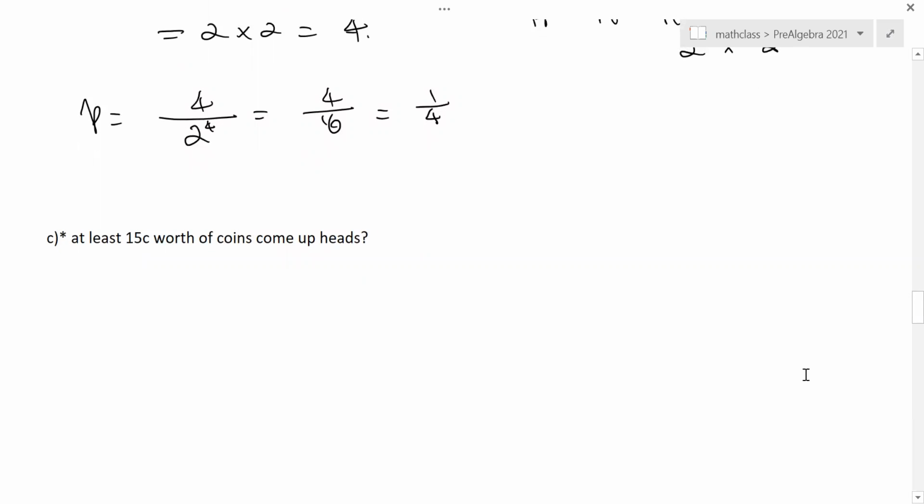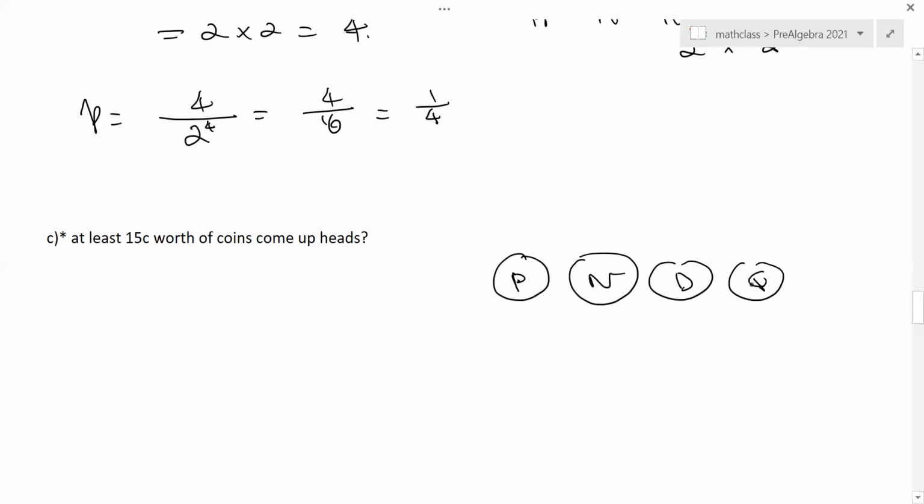Now, this is a little bit complicated. You have to do the computation. The denominator is still 16. The numerator will be slightly different. With 15 cents, you have the penny, nickel, dime, and quarter. We don't know which way it is, so the question is, how do we get a minimum of 15 cents?